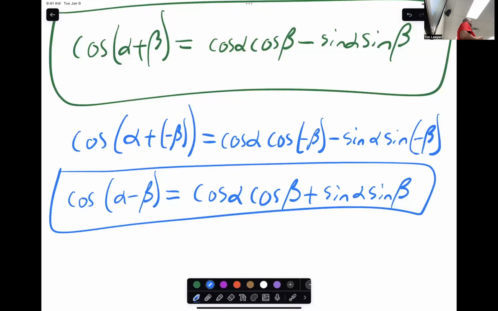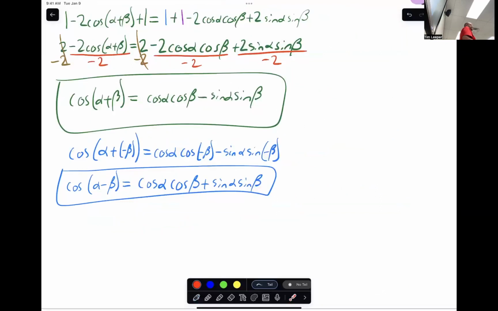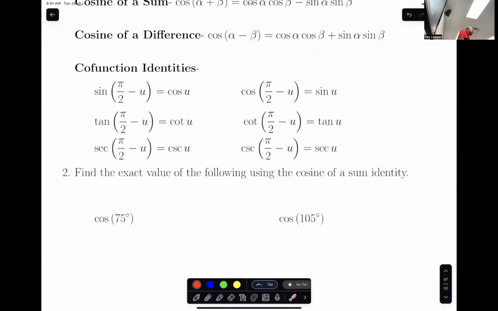Good. Any questions about that? No? The same reasoning applies for the memorization. Notice that if that's a minus, that's a plus. If that's a plus, that's a minus because I'm working with cosine. Good deal. Any questions about these? Outstanding. I'm going to come back and prove the cofunction identities here in a little bit.